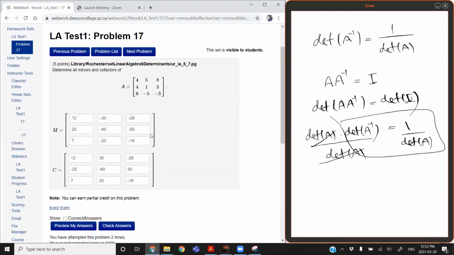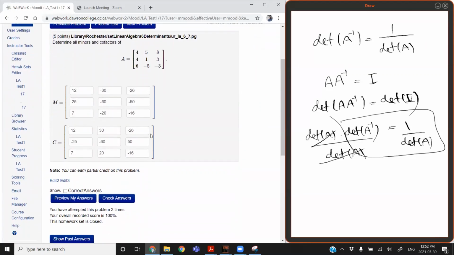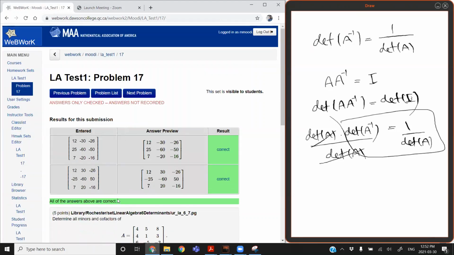Yeah, this problem. Okay, so this was actually one of the problems in test 1. You have a matrix A. You were supposed to find the minors, and you were supposed to find the cofactors. And so just make sure that everything is all right.